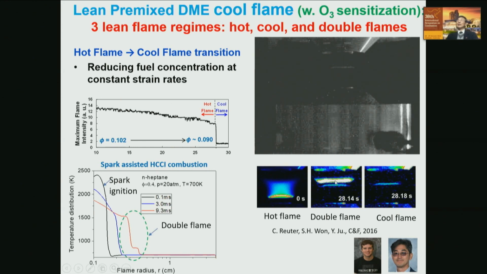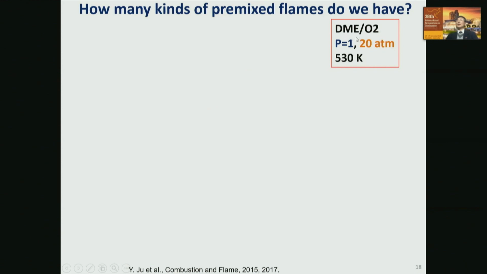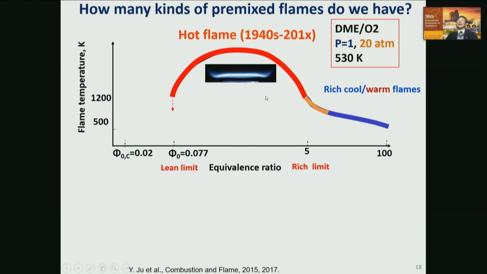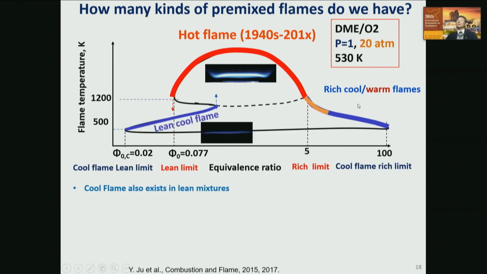And the question to ask here is: what are the flame regimes in terms of lean cool flames? To answer that question, we conducted computation of dimethyl ether at 1 and 20 atmosphere pressure. Classically, a hot flame exists between these two limits. On the rich side, we have cool flames and warm flames. On the lean side, the modeling tells us that you have a lean cool flame as well. Interestingly, the lean cool flame is non-monotonic here, and the rich side is monotonic. You may ask why.